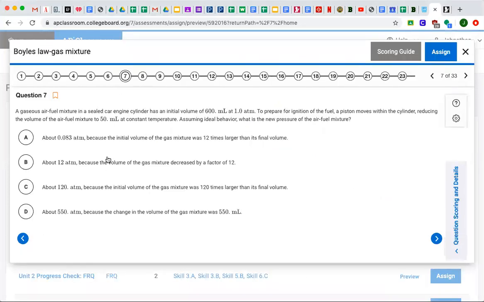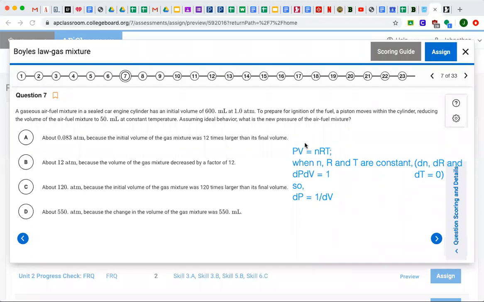Number 7. A gaseous air fuel mixture in a sealed car engine cylinder has an initial volume of 600 milliliters at 1 atmosphere. To prepare for ignition of the fuel, a piston moves within the cylinder, reducing the volume of the air fuel mixture to 50 milliliters at a constant temperature. Assuming ideal behavior, what is the new pressure of the air fuel mixture? So it went from 600 milliliters down to 50 milliliters. This is a pretty straightforward problem. Let's take a minute or so to solve it, and then we'll share out.